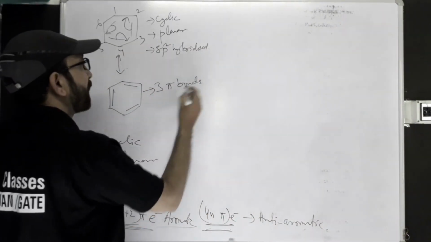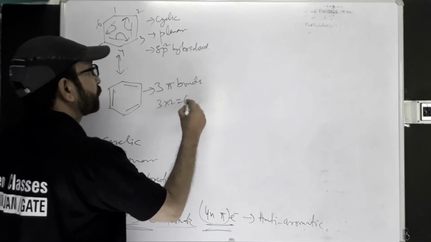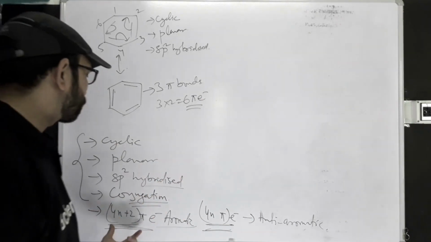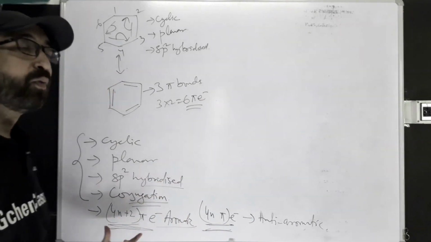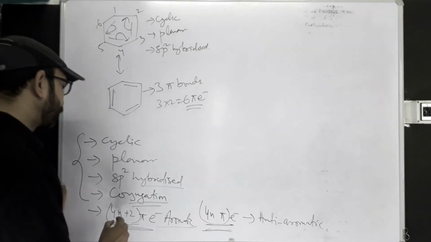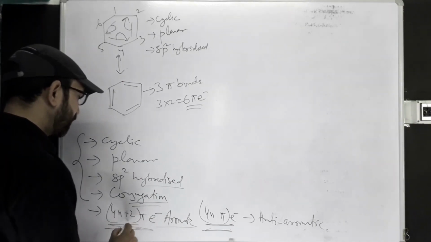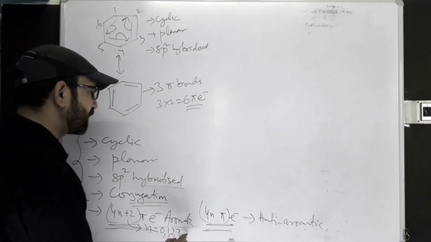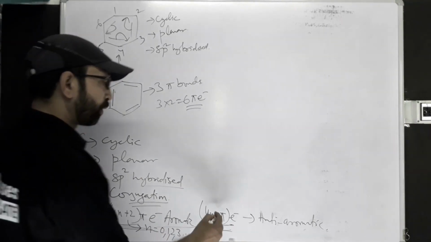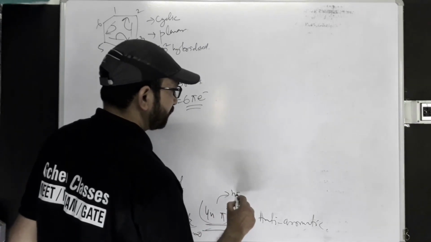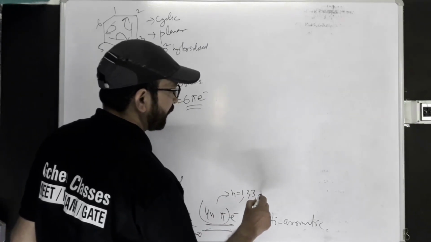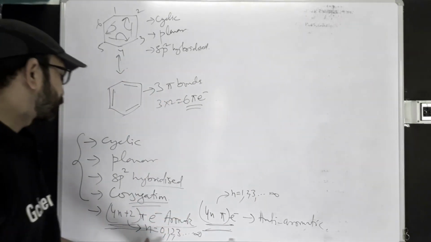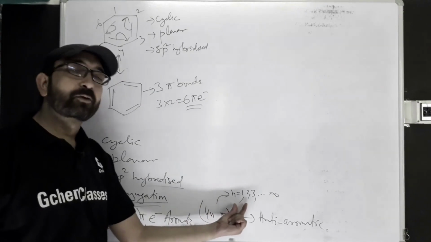So now you just see 3 pi bonds means 3 into 2, total 6 pi electrons. How many electrons are there? 6 pi electrons. Now we have to see one by one in these two formulas where the 6 pi electrons are coming. So first, 4n plus 2 pi electrons: here the n value starts from 0, 1, 2, 3 and goes till infinity. What about 4n pi electrons? The n will start from 1, 2, 3 and go until infinity. That you have to keep in mind. One starts from 0, the other starts from 1.